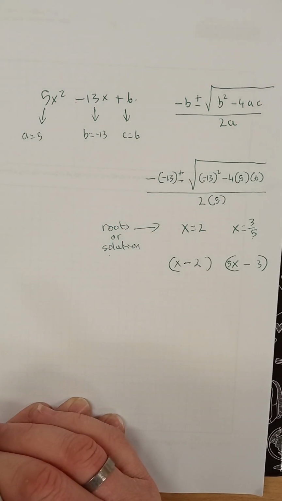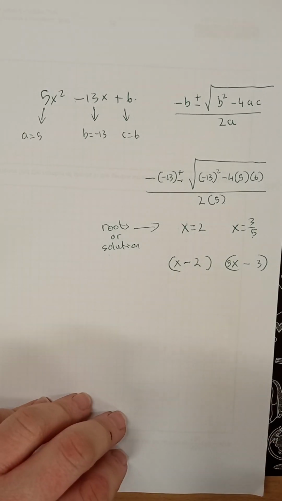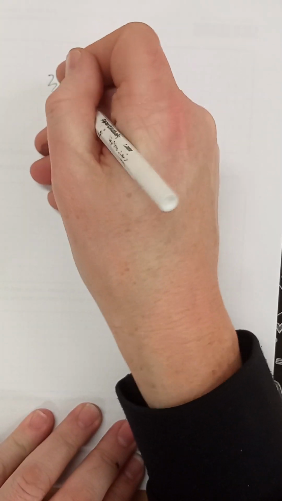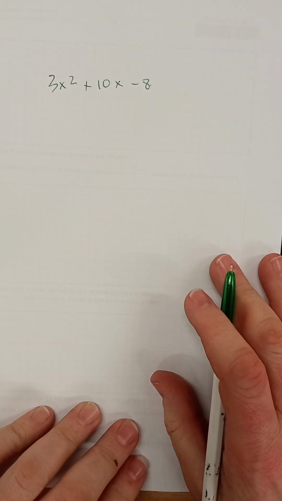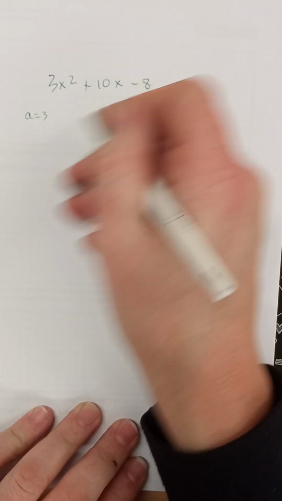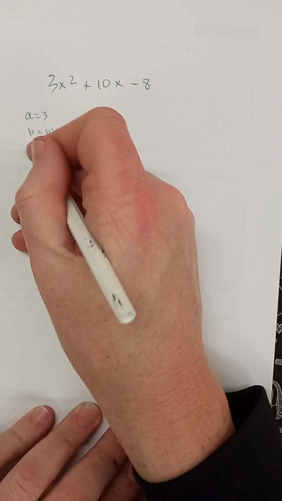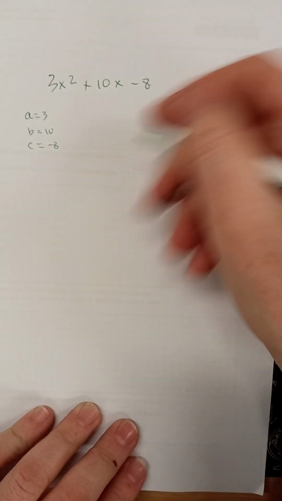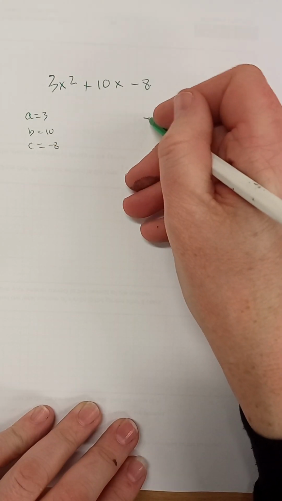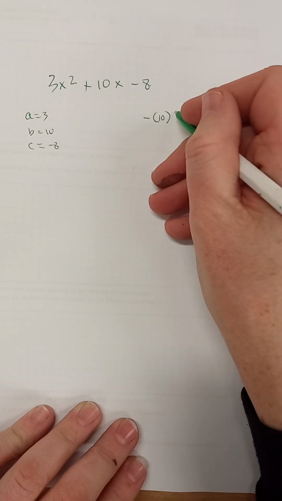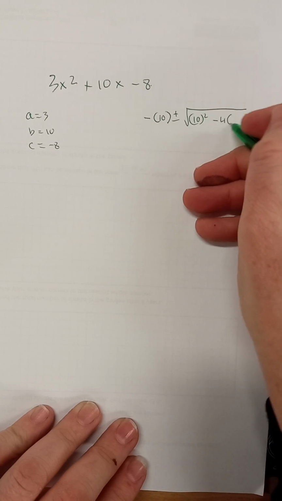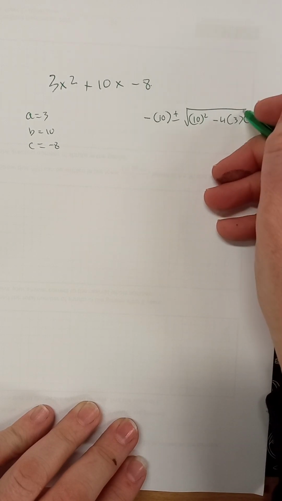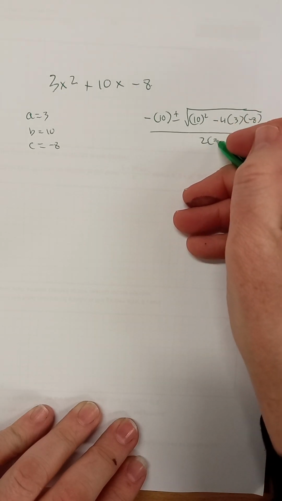Okay, I'm going to do another one just to show you. I'll do it a bit faster. A is 3, B is 10, C is minus 8. So I'm going to write out my formula. Minus B, minus 10, plus or minus the square root of 10 squared minus 4 times 3 by minus 8, all over 2 times 3.